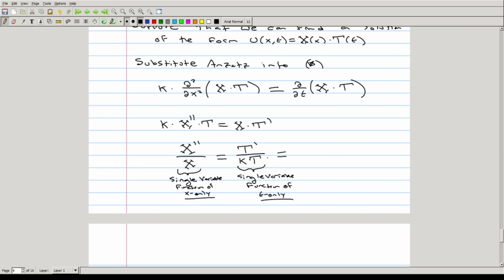This means that both of these expressions have to be equal to some constant c, which we'll actually solve for and figure out exactly what values it can take on. Which is why this constant c is sometimes called the separation constant.